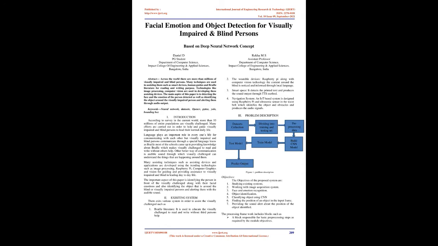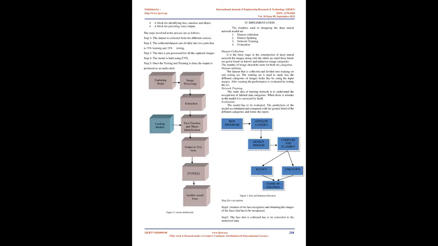Introduction. According to surveys in the current world, more than 10 million of the entire population are visually challenged. Many efforts are carried out to help and guide visually impaired and blind persons to lead their normal daily life. Language plays an important role in everyone's life for communicating with each other, but visually impaired and blind persons communicate through a special language known as Braille.